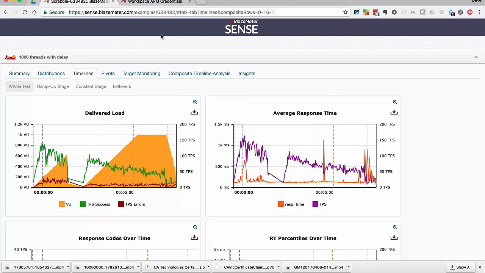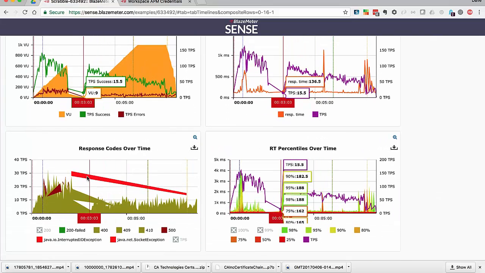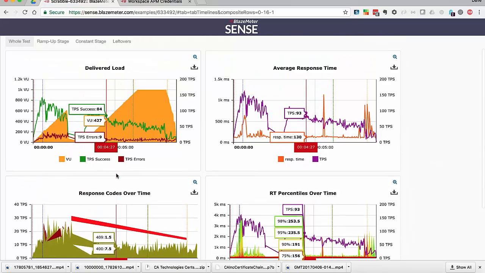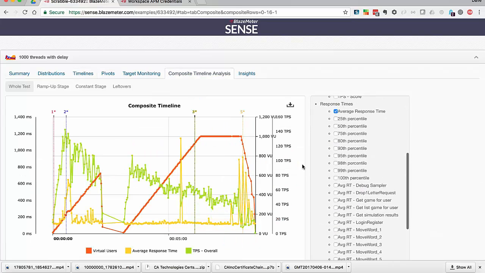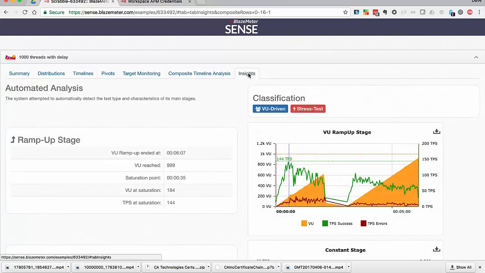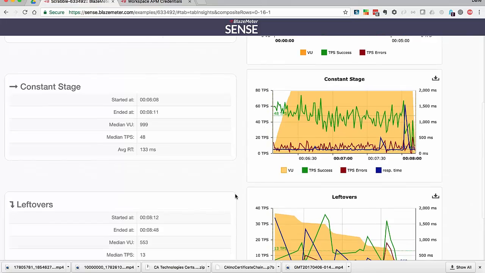Okay, here we are on BlazeMeter Sense, and you'll notice that someone has run a test here, and the test had some issues that happened here. And if we scroll down, we're seeing very easily brought to life the various things that happened. This java.net.SocketException happened here that caused a lot of trouble, and we have other ways to visualize the data. But one of the nicest things about BlazeMeter Sense, it actually understands what's happening in your test. It knows what is ramp up, what is the constant stage, and what's the leftovers.